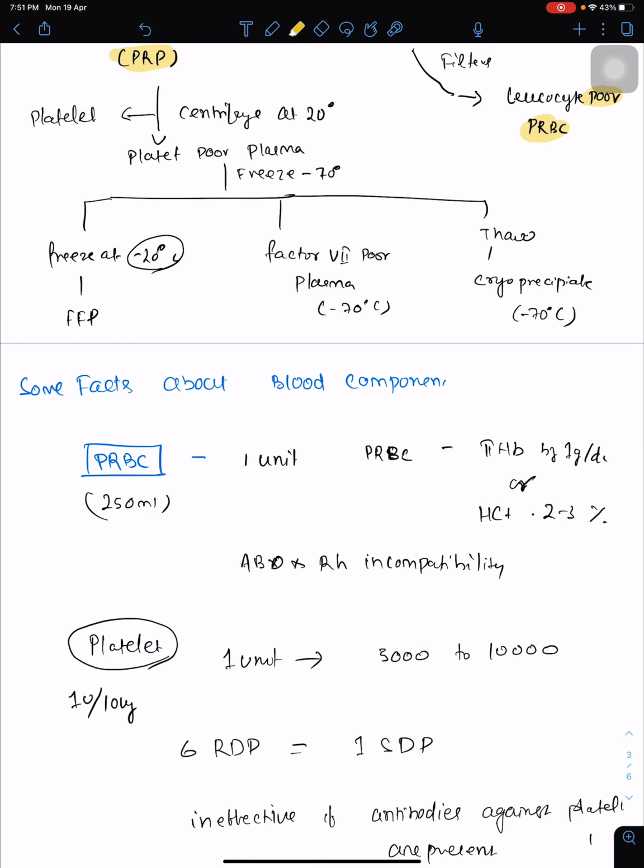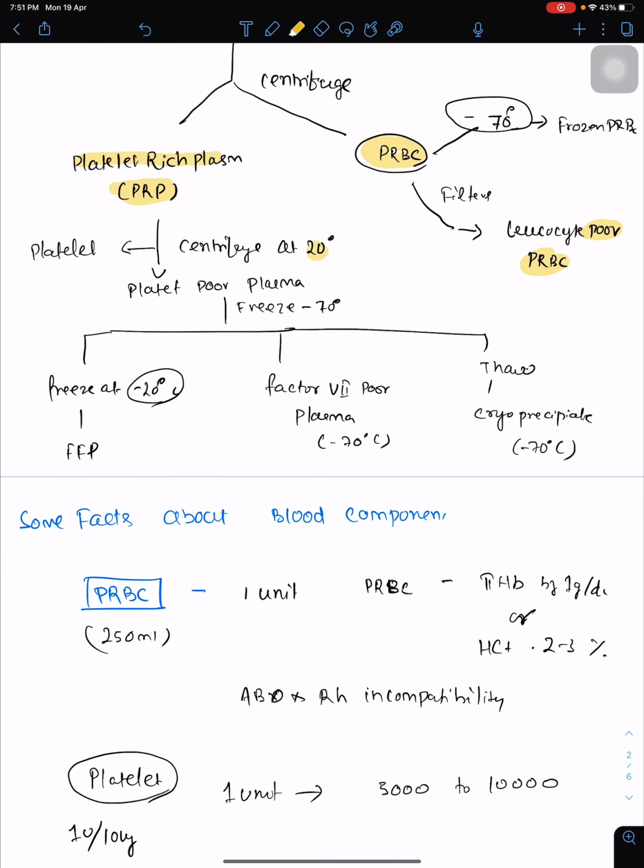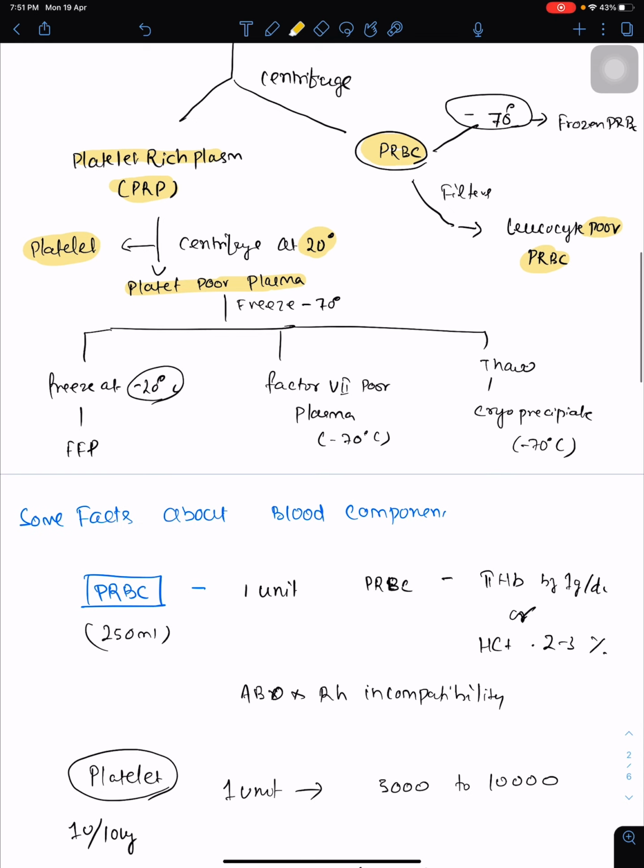When platelet rich plasma is centrifuged at 20 degrees centigrade, we get two components: platelets and platelet poor plasma. When it is frozen at minus 70 degrees centigrade, we get two components, that is cryoprecipitate and factor 7 poor plasma. How is cryoprecipitate formed?